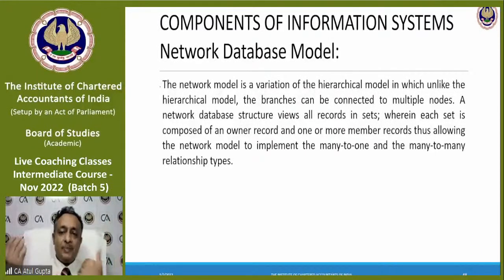It allows many-to-one and many-to-many relationship. So from there it was one-to-many. Here it is many-to-one also. So a better structure. Network database model.